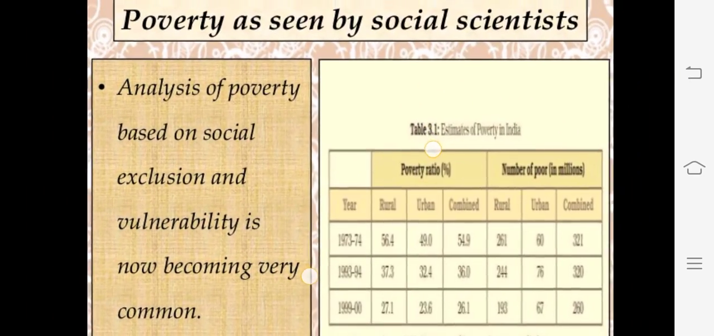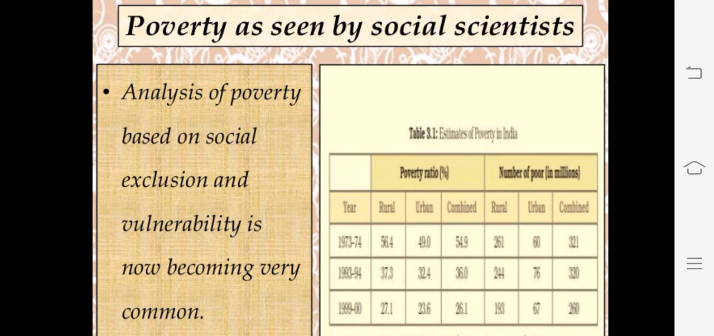Poverty as seen by social scientists. Firstly, analysis of poverty based on social exclusion and vulnerability is now becoming very common. Now, what is the analysis of poverty? We can look at social exclusion, and vulnerability is now becoming very common. So here we have a table of estimates of poverty in India. Here we have the poverty ratio and the number of poor, for rural people, urban people, and then a combined portion.